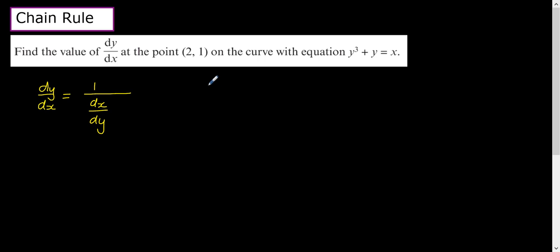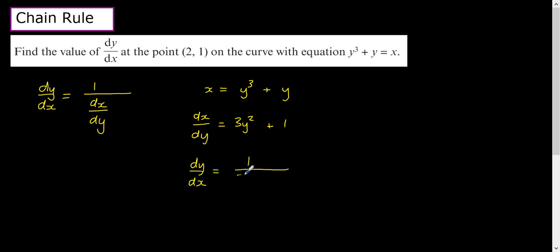So if we had a look at this, x equals y cubed plus y, we can find dx by dy. Differentiate x with respect to y, which is 3y squared plus 1. And then using this idea, dy by dx is just 1 over this 3y squared plus 1. Don't worry about this. Just because your dy by dx has a y in it instead of an x doesn't matter. We can still evaluate the gradient.